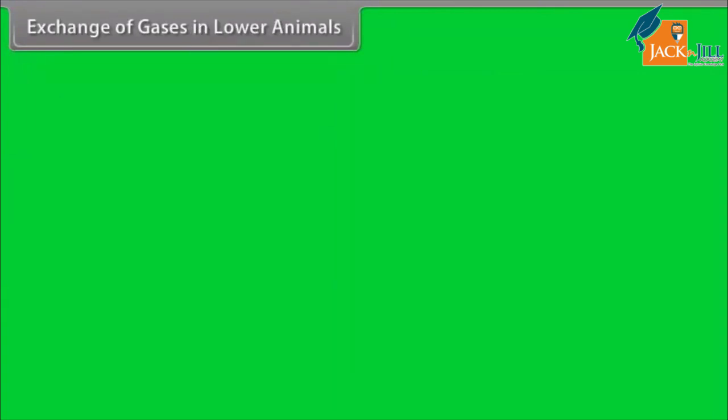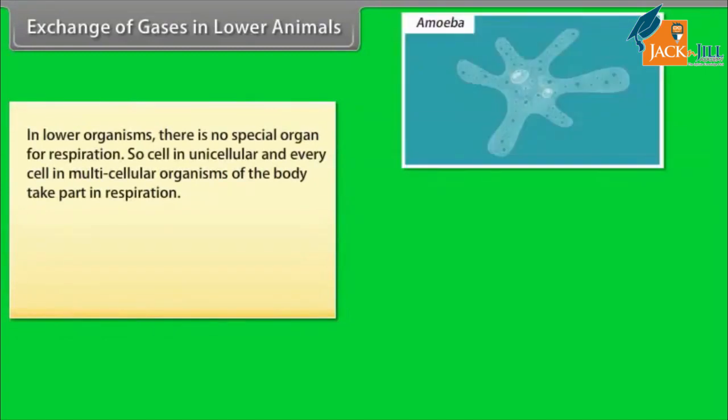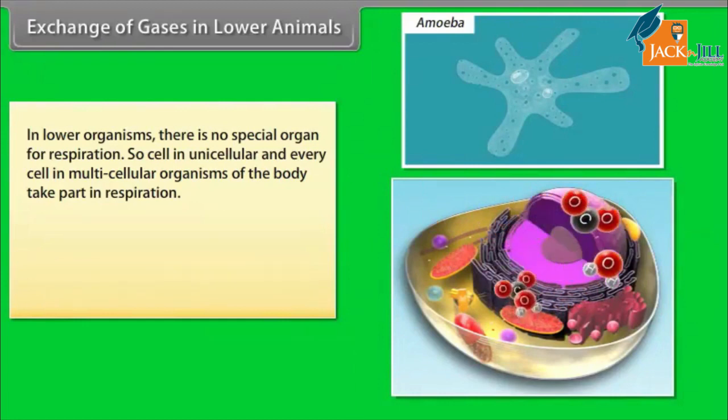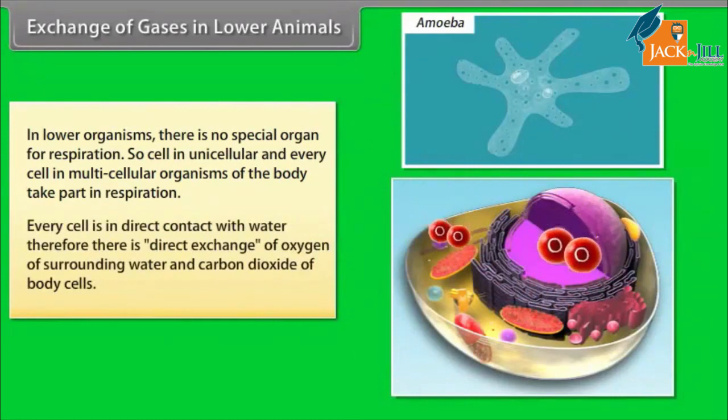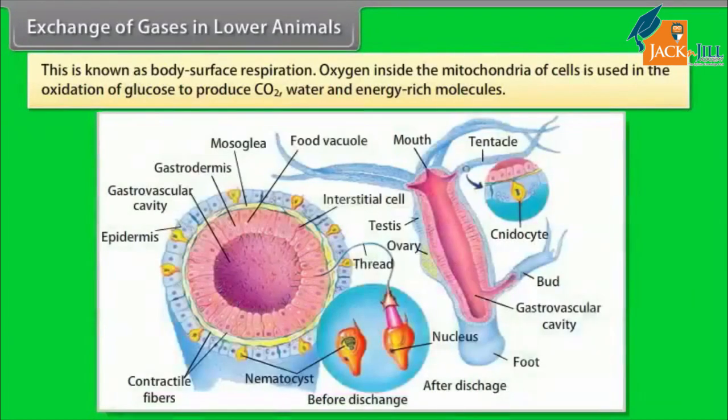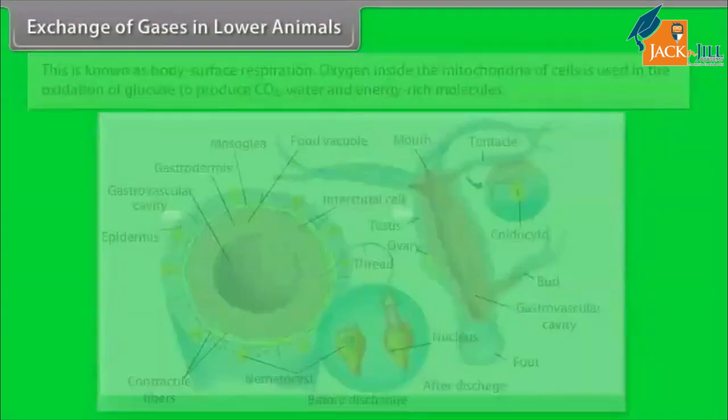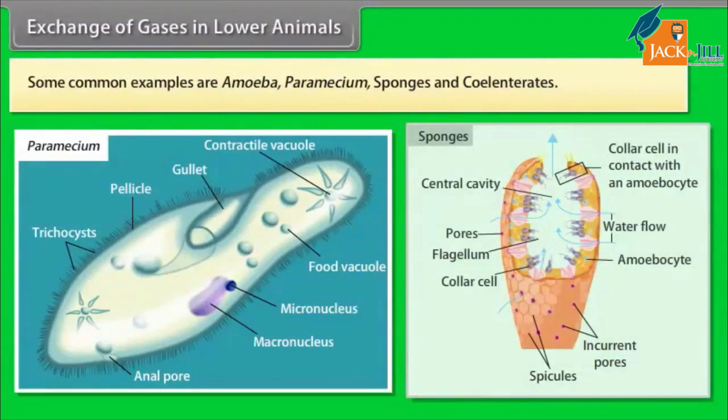Exchange of gases in lower animals. In lower organisms, there is no special organ for respiration. So, the cell in unicellular organisms and every cell in multicellular organisms takes part in respiration. Every cell is in direct contact with water. Therefore, there is direct exchange of oxygen of surrounding water and carbon dioxide of body cells. This is known as body surface respiration. Oxygen inside the mitochondria of cells is used in the oxidation of glucose to produce CO2, water, and energy-rich molecules. Some common examples are amoeba, paramecium, sponges, and coelenterates.